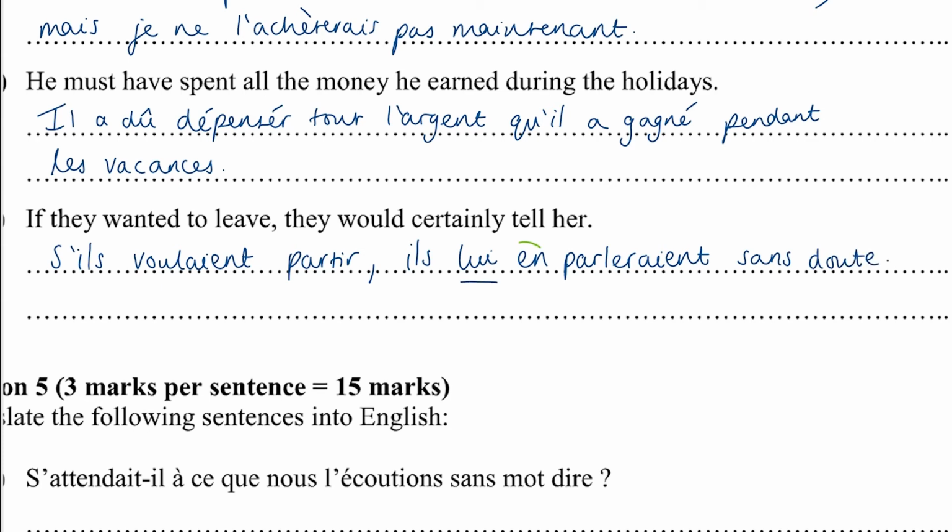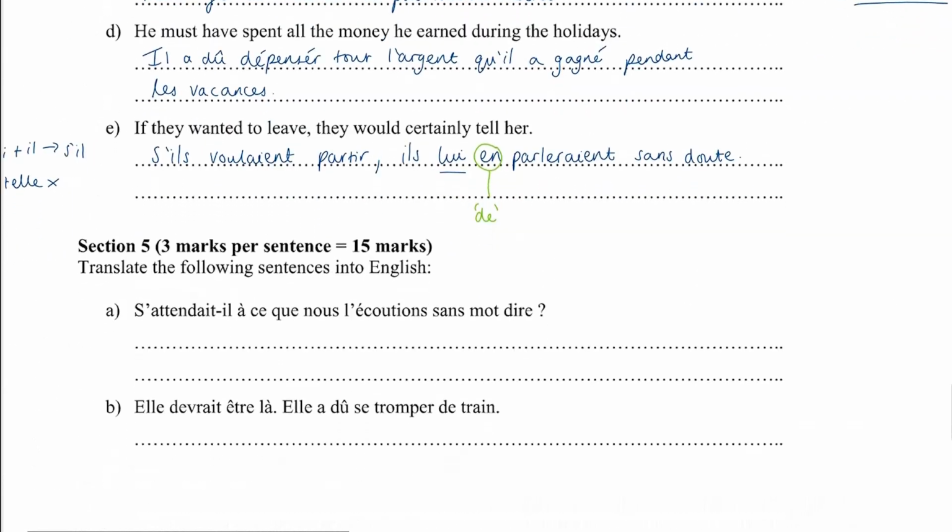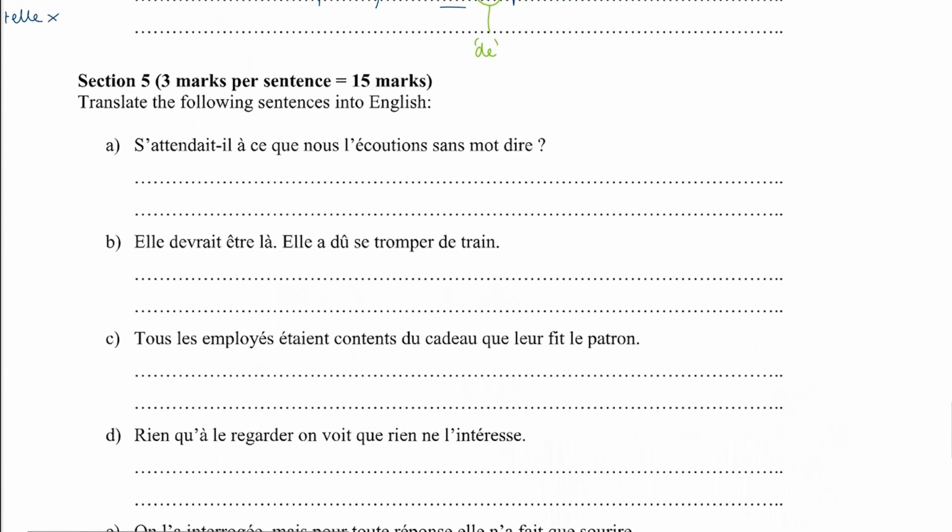Without a doubt, they would talk to her, lui, indirect. And then you've got this en here, which isn't there in the English, but it doesn't need to be there in the French, but my feeling is that it feels better that it is. The en is obviously a pronoun which replaces de something. So they would talk to her, lui, en, about it. Sans doute, certainly. Good, and now we're on to translations into English. These seem a bit easier than the ones from 2008, I have to say. But then this grammar section was definitely more difficult.